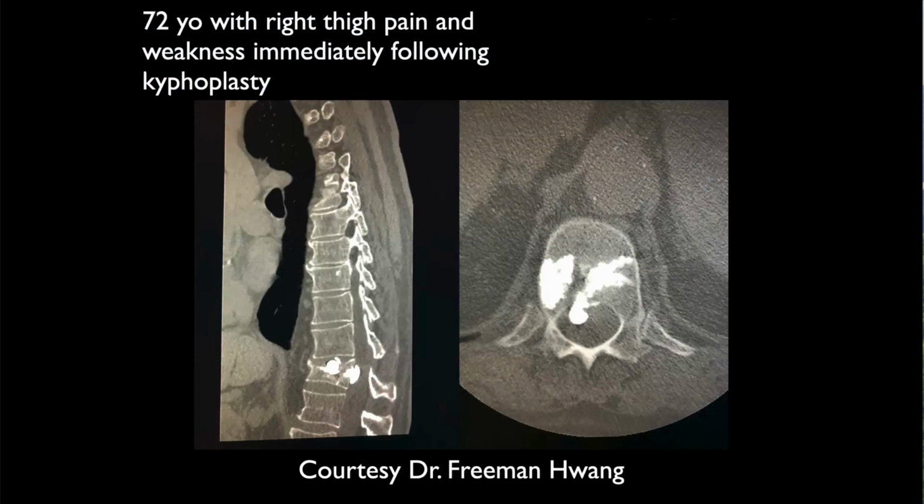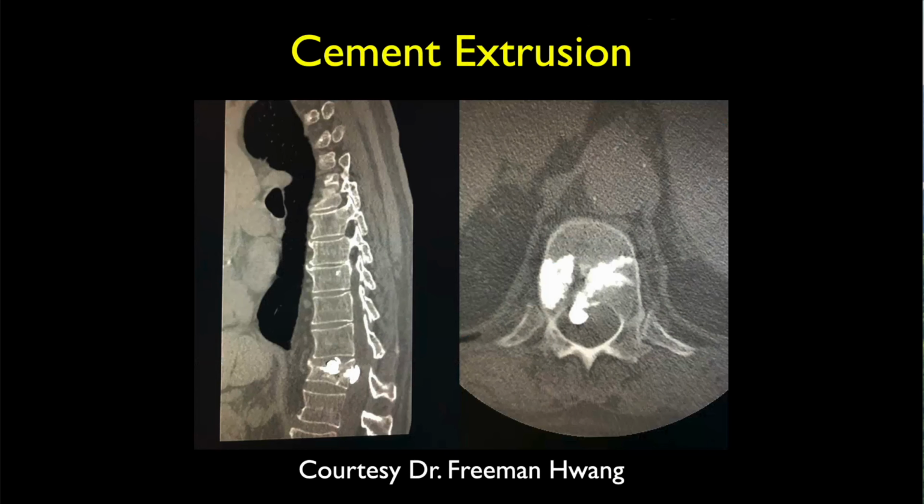Okay, Dan. 72-year-old with right thigh pain and weakness immediately following kyphoplasty. So looks like CT axial and sagittal. We've got this compression fracture with bony retropulsion and also some retropulsion of cement into the extradural space. So that was cement extrusion. Good.